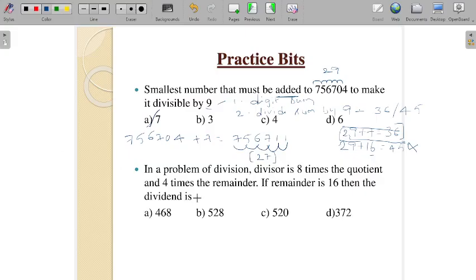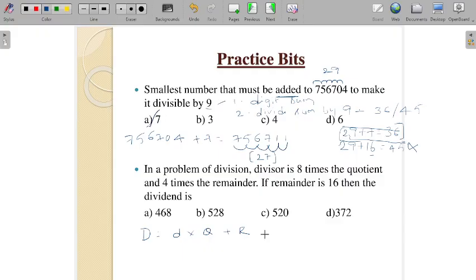Next, second question is, in a problem of division, divisor is 8 times the quotient and 4 times the remainder. If remainder is 16, then what is the dividend? See, basically, of course, in the first slide we already discussed the formula. Dividend equal to divisor into quotient plus remainder.